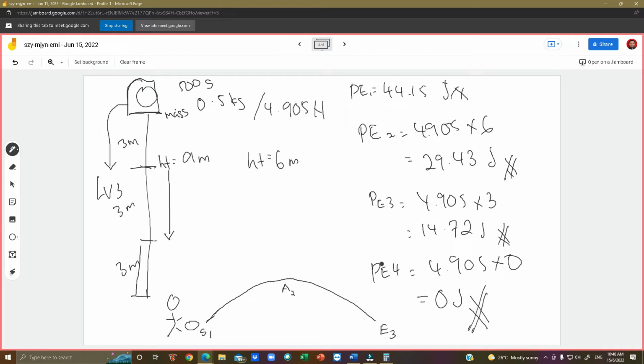Ni tak yakin ke ni? Kat mana? S1 ke, A2 ke, E3? Which have the most amount of potential energy? Dekat mana? Kat mana? 1, 2 atau 3?